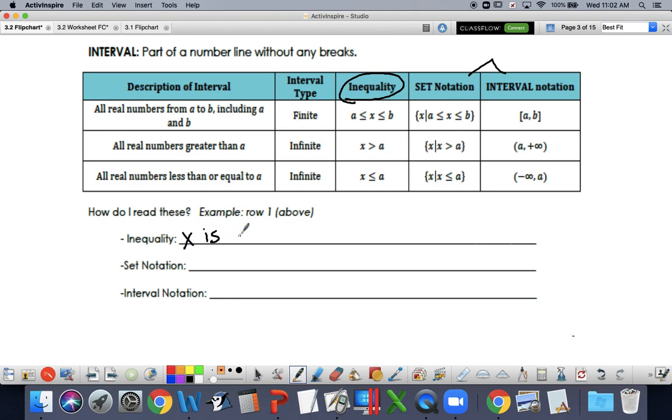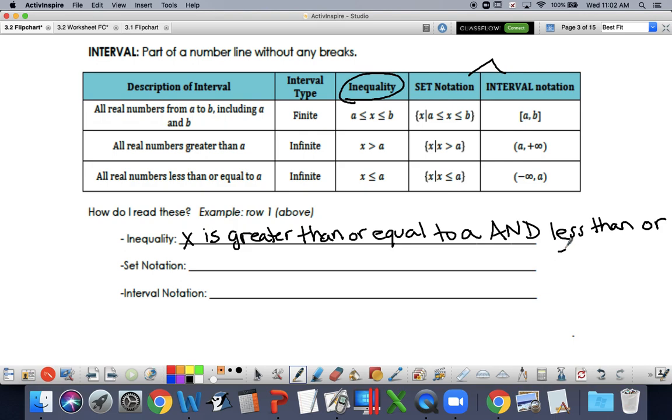X is greater than or equal to a and less than or equal to b. Less than or equal to, don't want to forget that, right? Because both of them have those equal to signs, so I have to consider those and write those down.